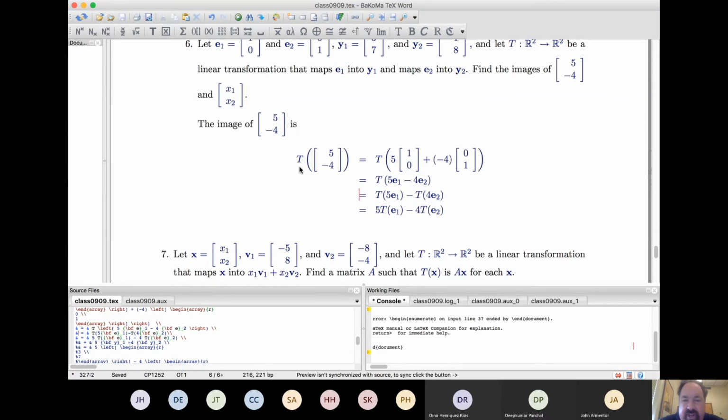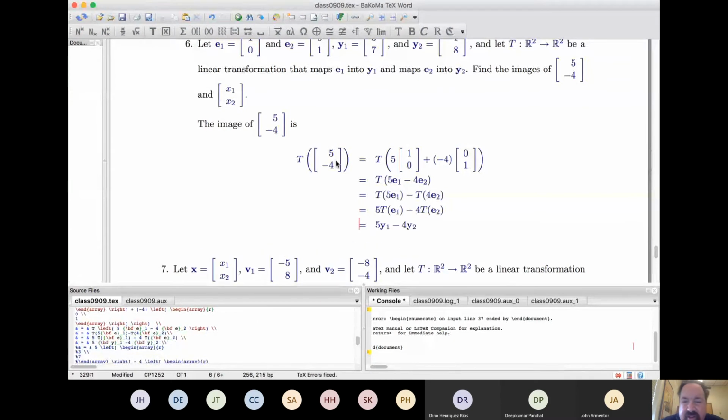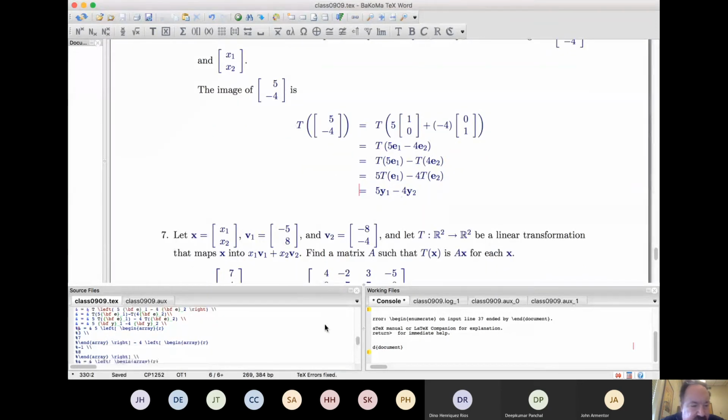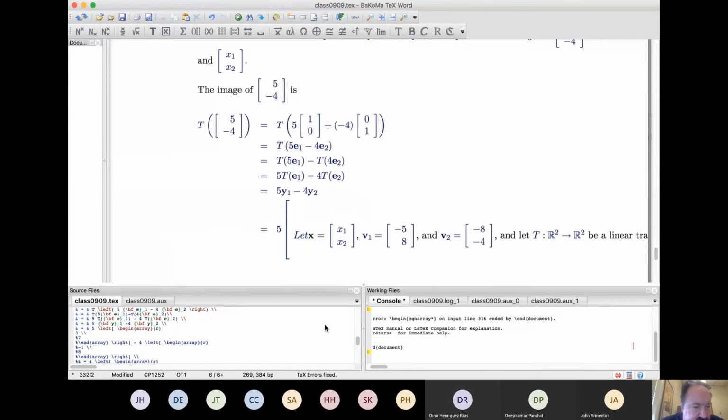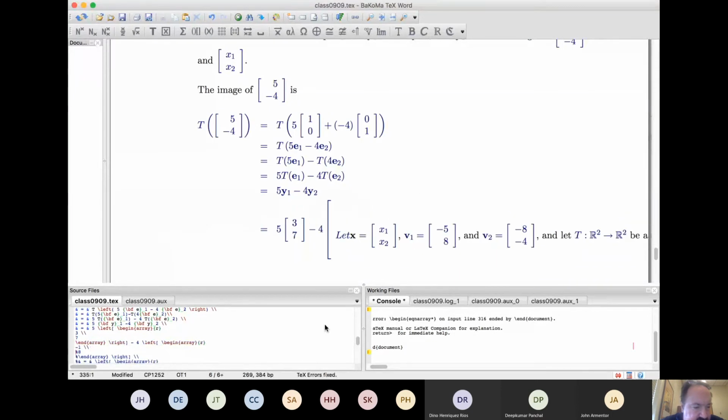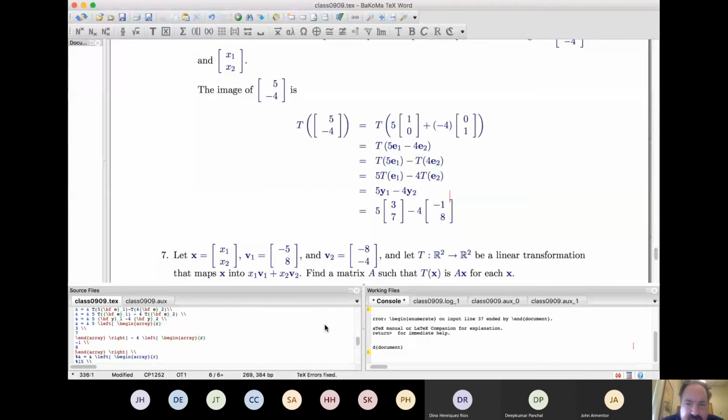So now I've expressed T of this vector in terms of T applied to E1 and E2. But I know what those are from what's given. E1 maps to Y1, E2 maps to Y2. So now I can fill those in place of T of E1 and T of E2. And now I fill in what those vectors are. All right, so here's Y1 and here's Y2.